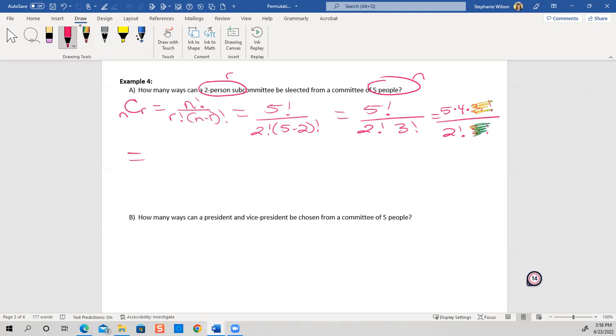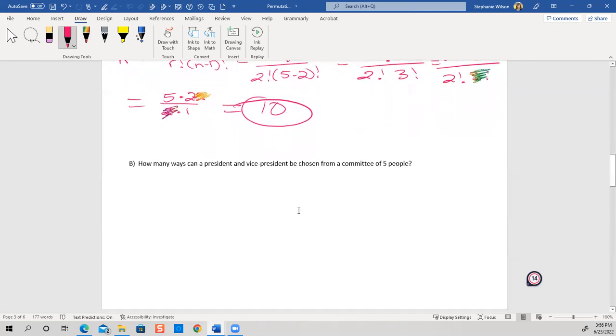Now I can rewrite the 2 on bottom as 2 times 1, and let's rewrite the 4 on top as 2 times 2, and let's reduce this 2 and this 2. Now I'm left with 5 times 2, which is 10, and that is our answer. So the number of subcommittees here would be 10.